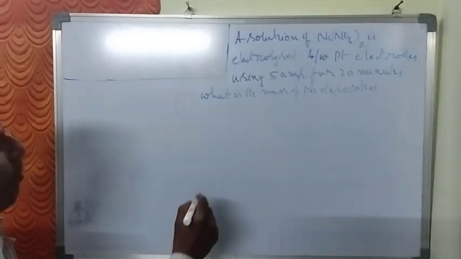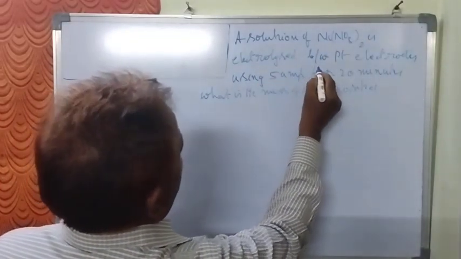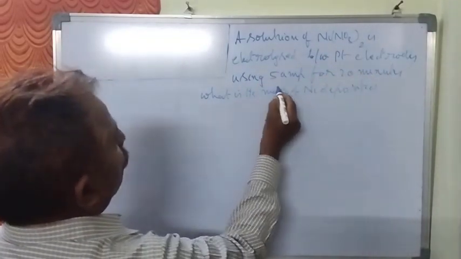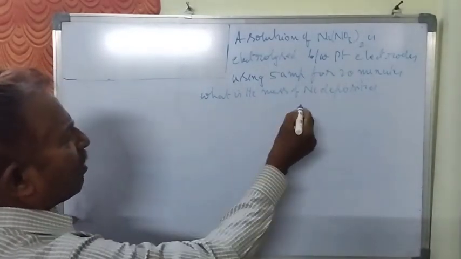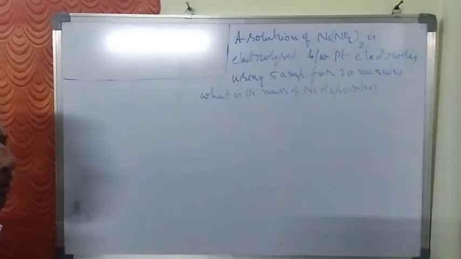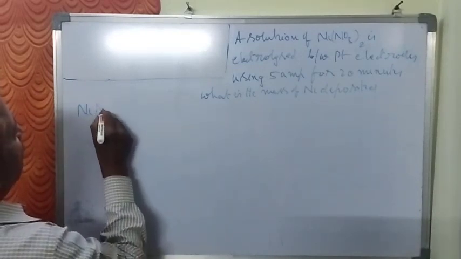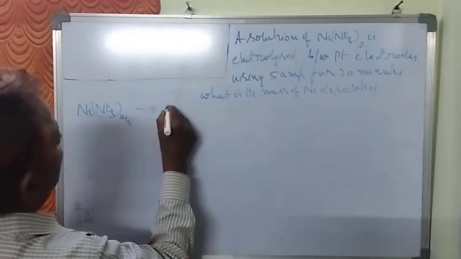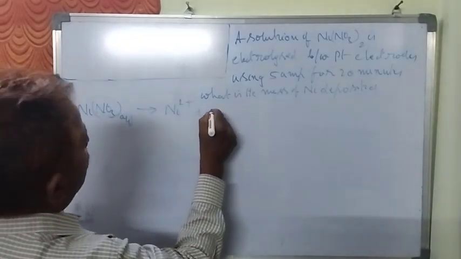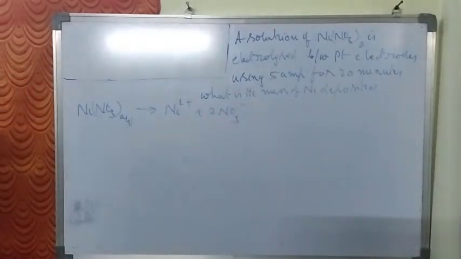Now let us do one more problem. A solution of nickel nitrate is electrolyzed between platinum electrodes using 5 amperes of current for 20 minutes. What is the mass of the nickel deposited? So first of all, let us write the reaction. Ni(NO3)2 aqueous gives Ni2 plus and 2NO3 minus. So the nickel ion has 2 units of charge.